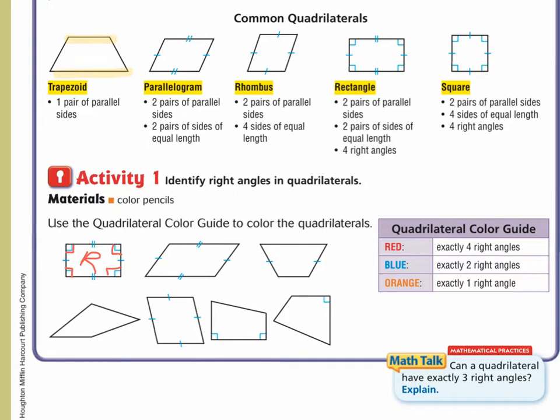For blue, exactly 2 right angles. So I see 1, 2, so I'm going to put blue here. And then orange has exactly 1 right angle. So I'm going to put an O right here. All of the other ones, this one, this one, this one, and this one, do not have right angles. They either have acute or obtuse. Let's go ahead and move on and flip the page.